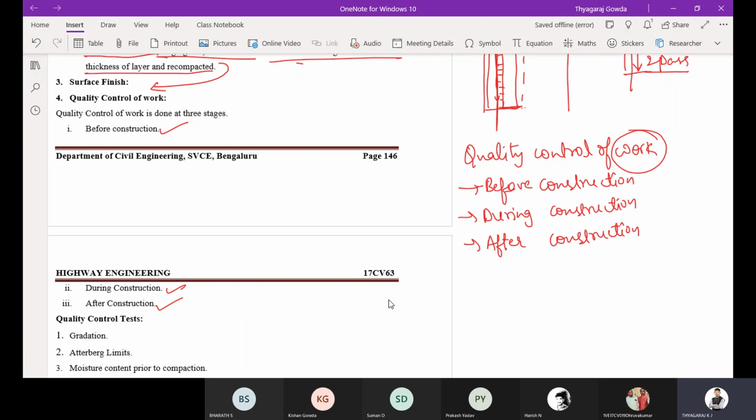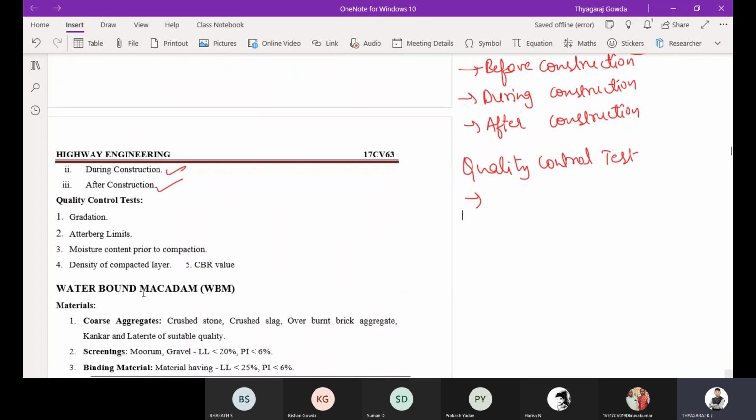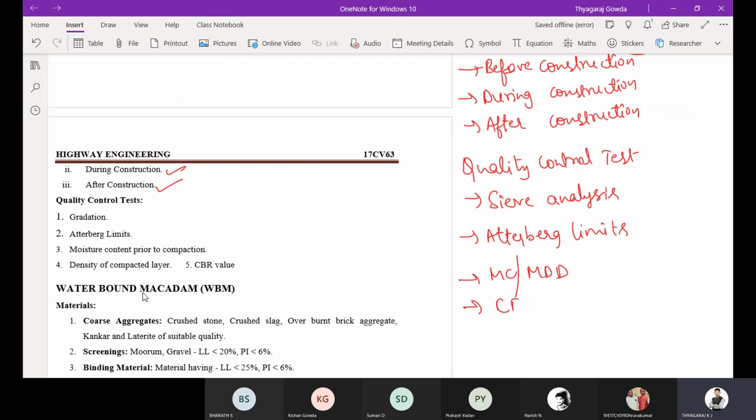When it is asked for quality control tests, you have to write the tests whichever are specified. That is sieve analysis, Atterberg limits, then moisture content and dry density, then CBR value. Okay, these are the quality control tests we are going to perform for the GSB layer.